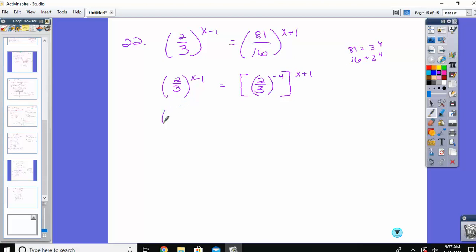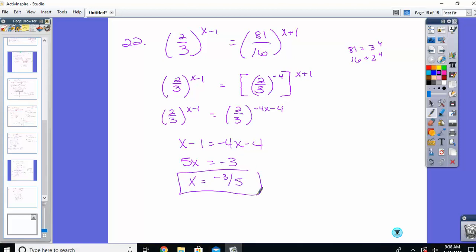Power to a power, we multiply. So negative 4x minus 4. So if we add our 4x, add your 1, we get negative 3/5. So if you ever need to flip a fraction, you just make your exponent a negative.